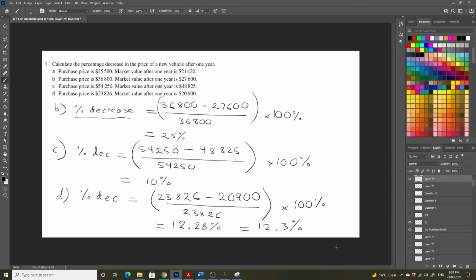Alright, so that's how you calculate percentage decrease from the initial purchase price of a car to the subsequent price. The first formula you look at is going to be percentage change. It will give you the direction, whether it's increasing or decreasing in value, but if you're just looking for the decrease in value, this method will work perfectly fine.